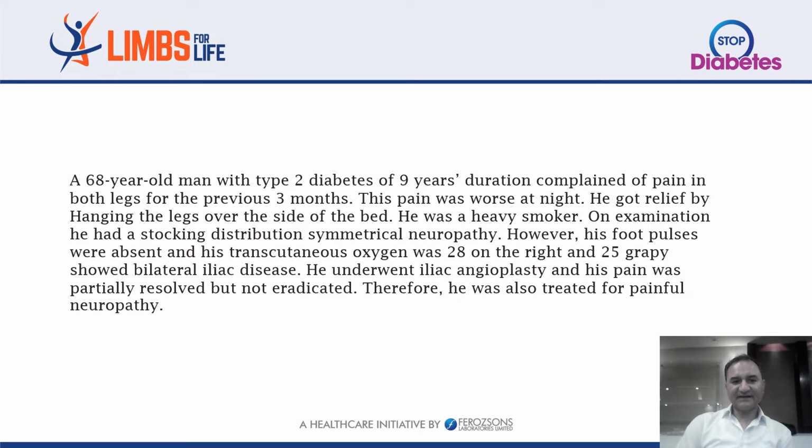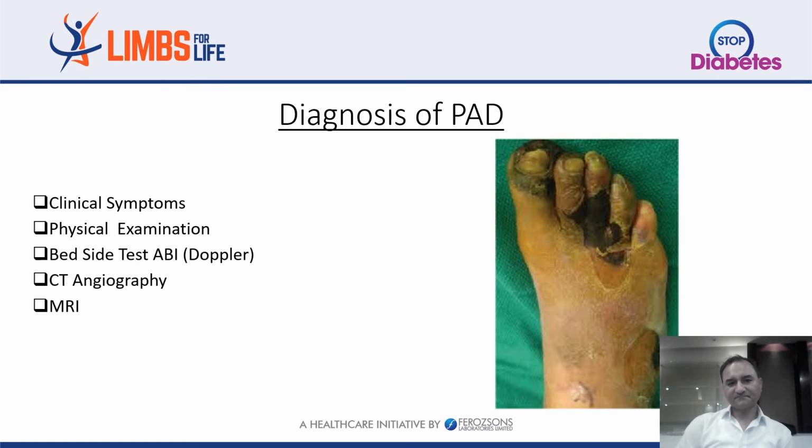On examination, he had a stocking distribution symmetrical neuropathy. However, his foot pulses were absent, and his transcutaneous oxygen was 28 on the right and 25 on the left. Angiography showed bilateral iliac disease. He underwent iliac angioplasty, and his pain was partially resolved but not eradicated. Therefore, he was also treated for painful neuropathy.